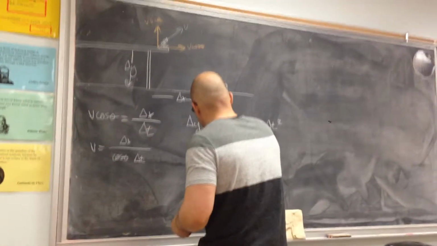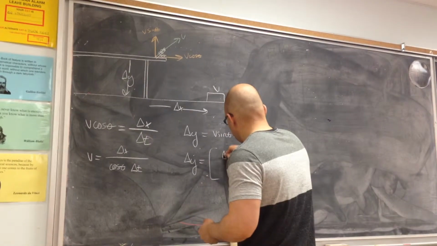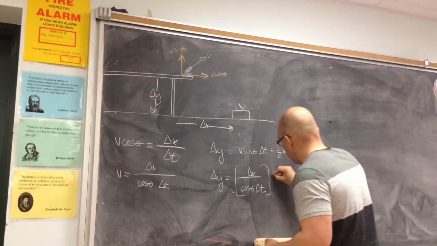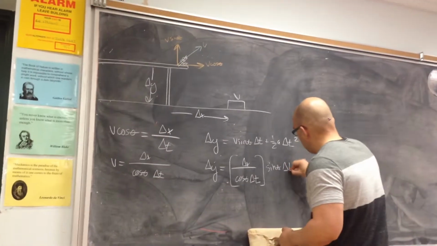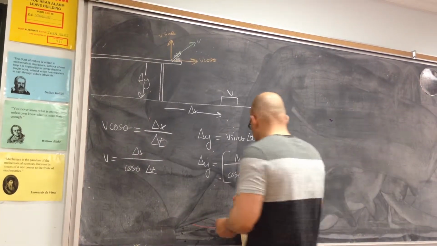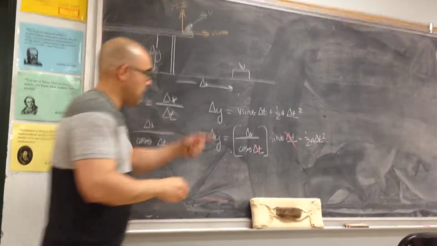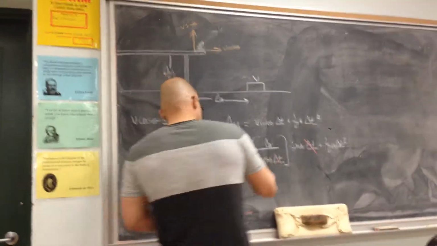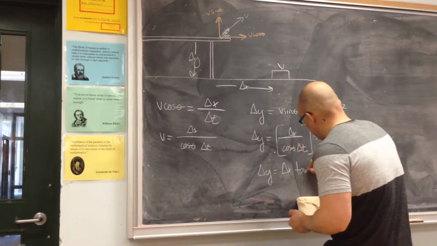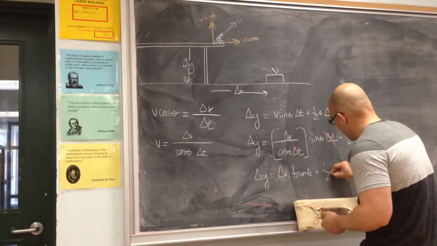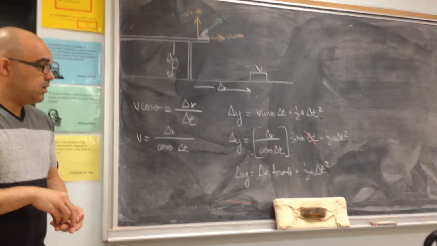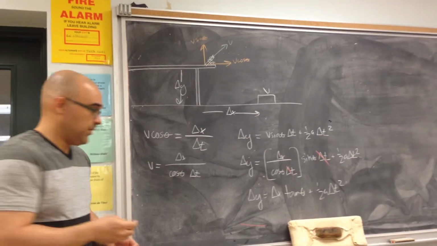So delta y equals delta x over cos theta delta t. V goes away. Delta t's go away, sine theta over cos theta is tan theta. So we get the equation delta y equals delta x tan theta plus 1/2 a delta t squared. So that last delta t squared doesn't get simplified either? Well, it can't. There's nothing you can do there.